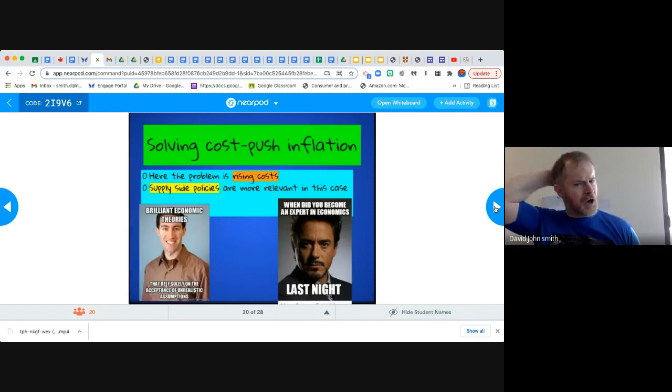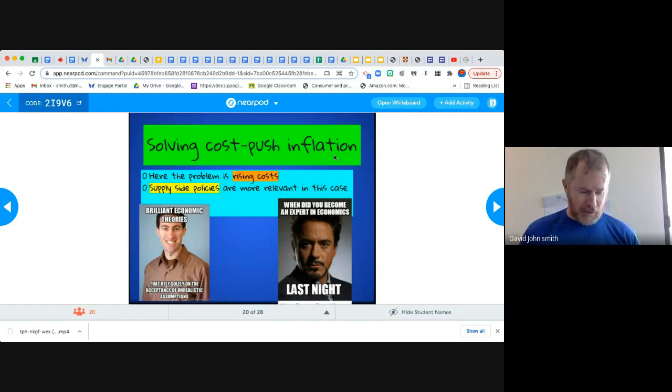What about if it's cost push inflation? If it's caused by aggregate supply, then the problem is about rising costs. And that's that idea that we had about stagflation, the period of time in the late 1970s, okay? So in this case, maybe those demand side policies aren't going to work, because it's cost push inflation.